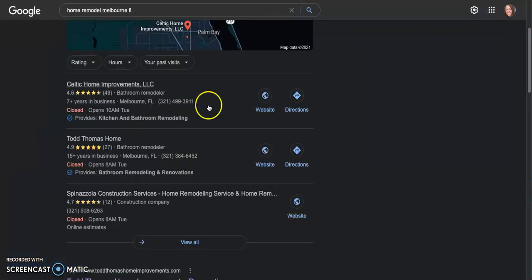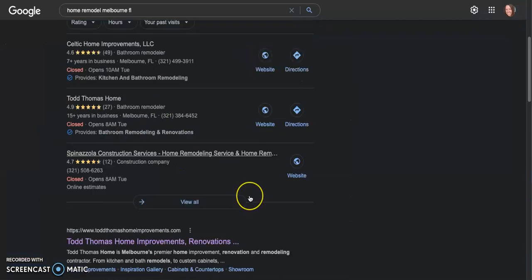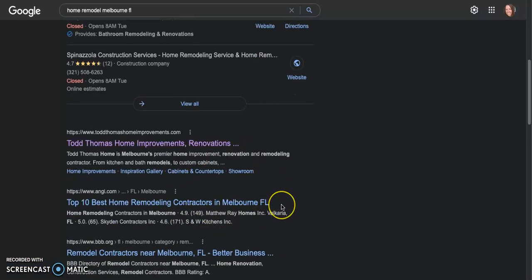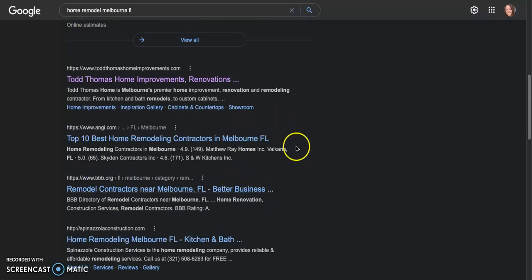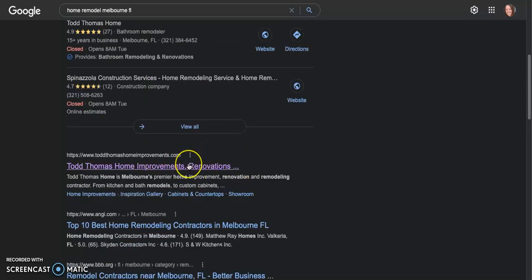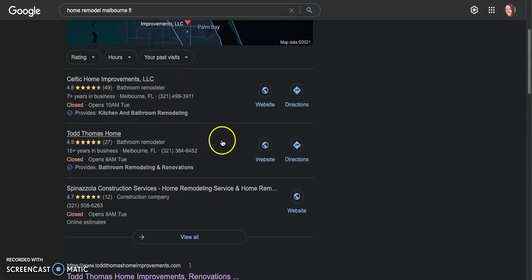So if we go back to this search page, underneath the GMB listings is the organic listings. So it's really good to be on the first page of this as well, ideally the top three again. So this guy, Todd Thomas Home Improvements, he's the number one listing in the organics, and he's also in the top three of the GMB. So he's super easy to be found, and he's going to get the most business. People are going to find him, and he's going to get the most phone calls, which essentially will turn into the most customers for him. So they are in the top for a reason, right? So let's go take a look at their website.